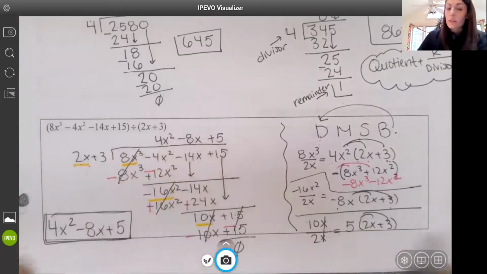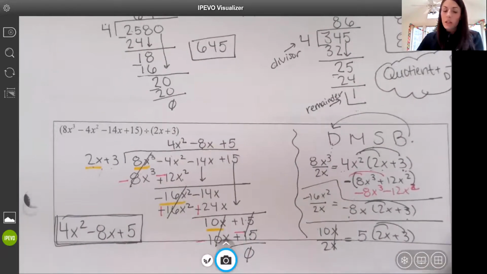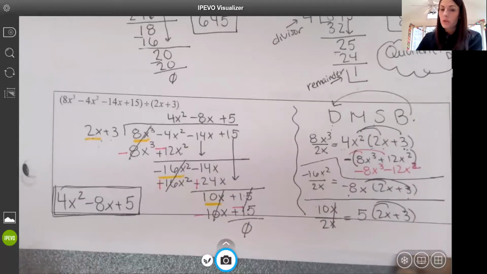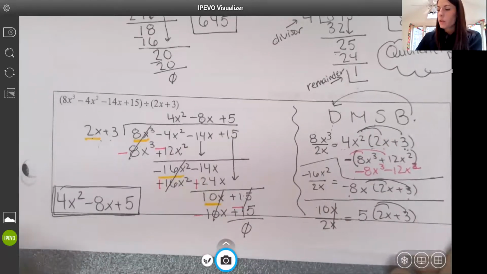Okay, let's look at another one. Flip this page when you're ready. You can pause the video if you need to write down some more stuff.